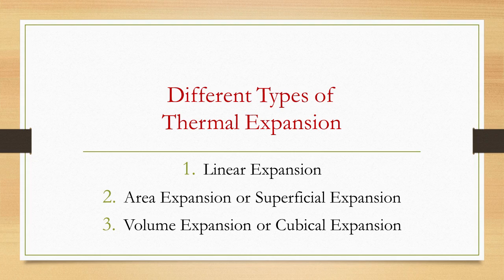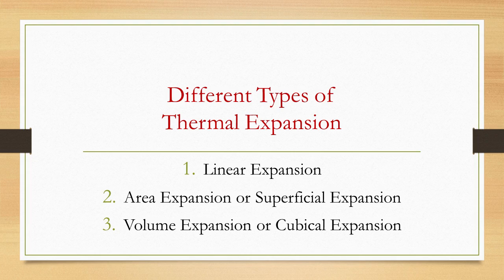So when there is a change in temperature, if the area of the body changes, then that is termed superficial expansion or area expansion. And the third type of thermal expansion is known as volume expansion, which is also known as cubical expansion. Now this means that when a solid metal block is heated, its volume increases. It's quite simple, right? So these are three different types of thermal expansion: linear expansion, area or superficial expansion, and volume expansion or cubical expansion.